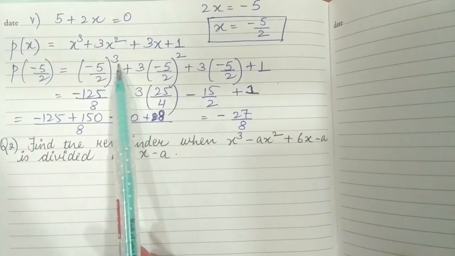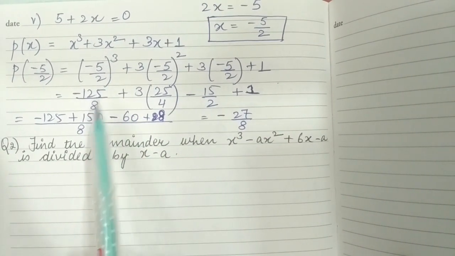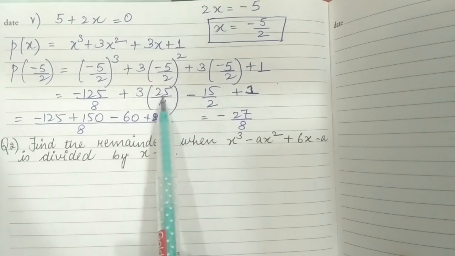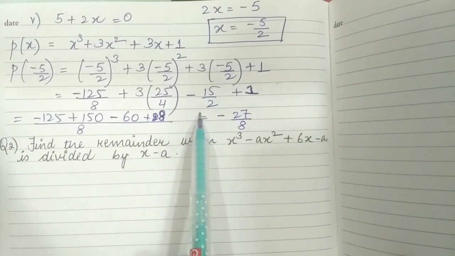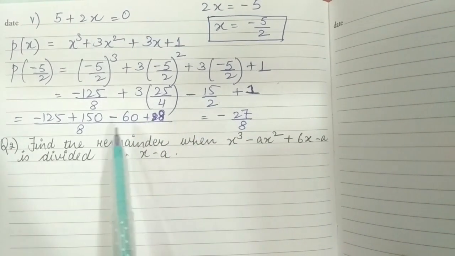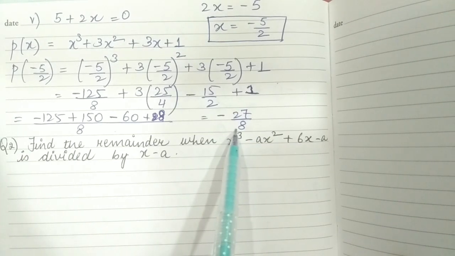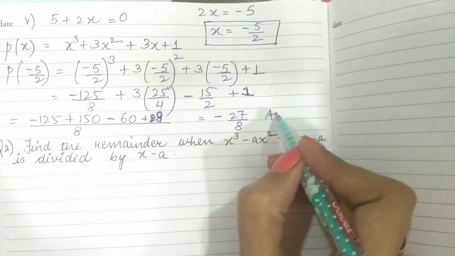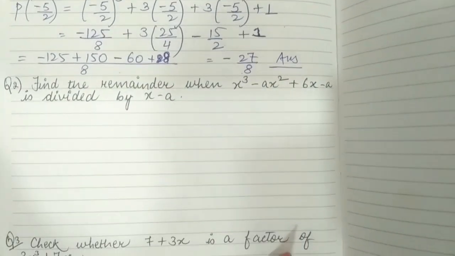Now the cube of 5 is 125, cube of 2 is 8, square of 5 is 25, square of 2 is 4, 3 5s are 15. Take the LCM. LCM will be 8 and you will get the remainder as minus 27 by 8. This is your answer. Now let's come to question number 2.